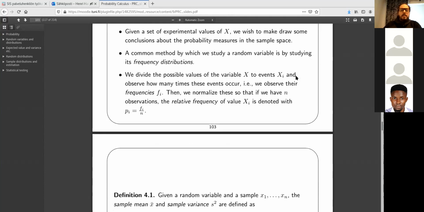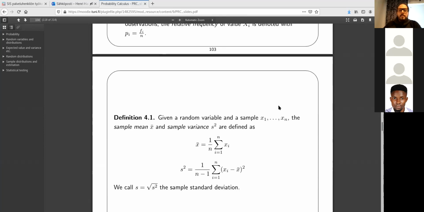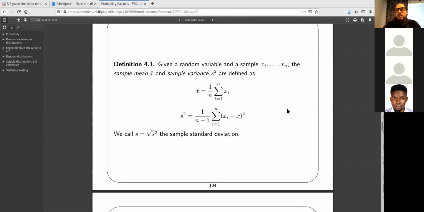a very common way is to discuss the frequency distributions and so forth. I'm not going to go in depth here, but two really important concepts that we discussed were sample variance and sample mean. So these are the things that we gather when we sample, and by sample we mean n, some number of experiments that we assume are independent from the distribution that we are trying to study or examine.